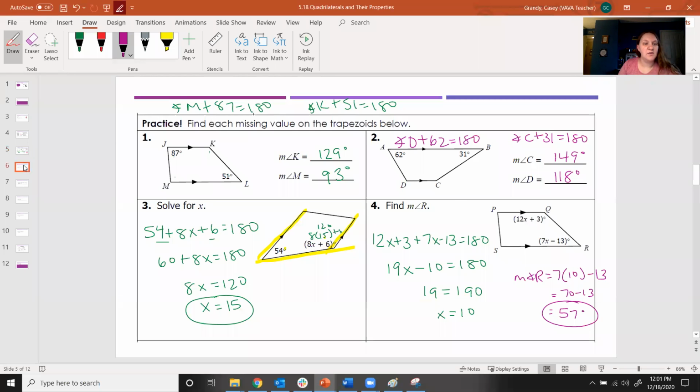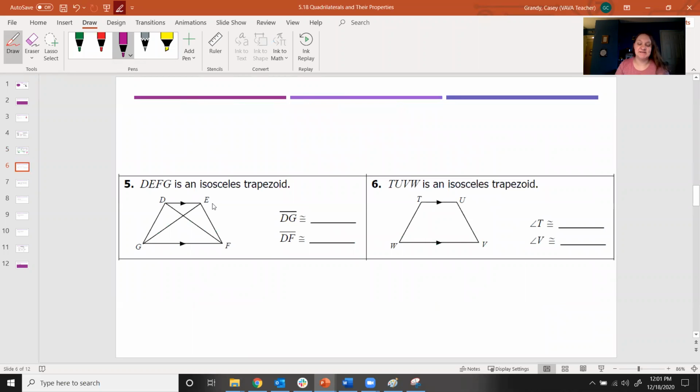So moving on, we are going to be talking about some isosceles trapezoids. And I like these guys because I like to think of them as folding in half. So if I were to think of trapezoid DEFG as folding in half, it would fold right along this line. And I would see that angle D would land on top of angle E, angle G would land on top of angle F, and all of these sides would land on top of each other also.